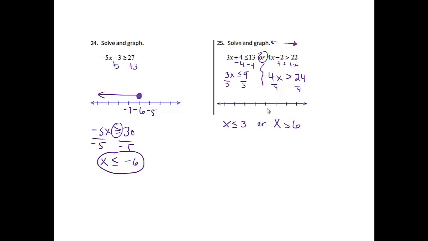And since it's or, we know it's not going to be connected. So I'll go to 3, and then 6. I'll put 4 in the middle, I guess. Less than or equal to 3, there's a closed circle at 3 pointing to the left, and greater than 6, open circle at 6 pointing to the right.